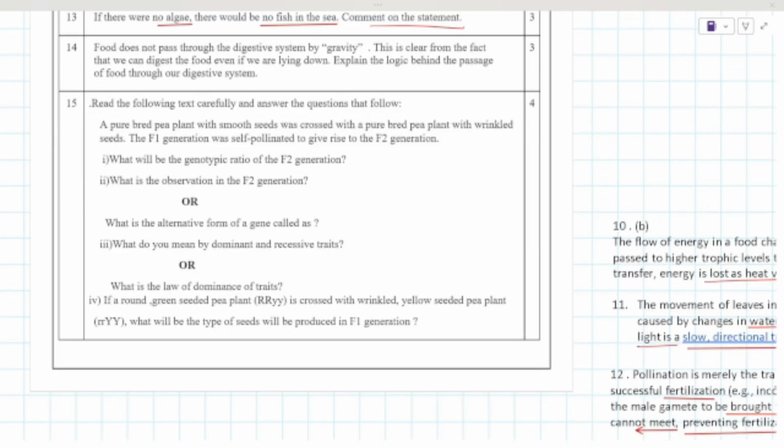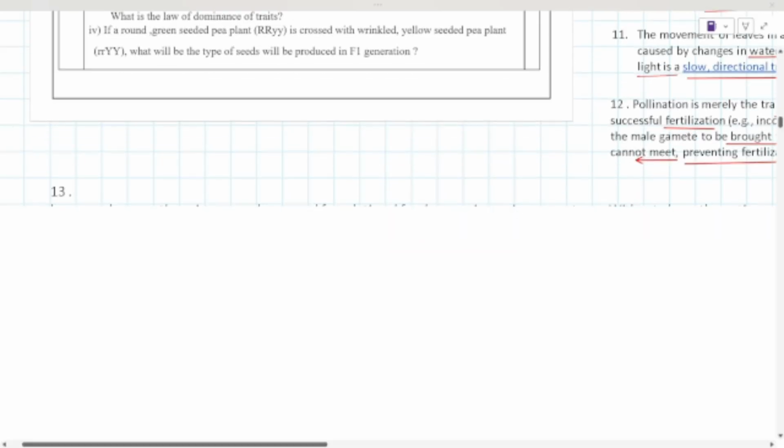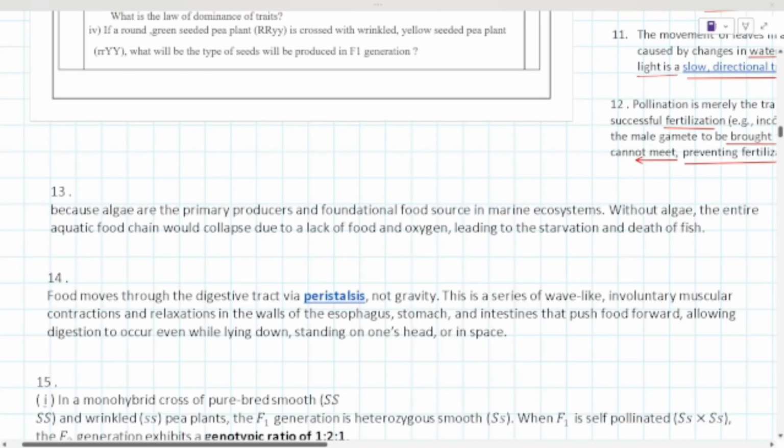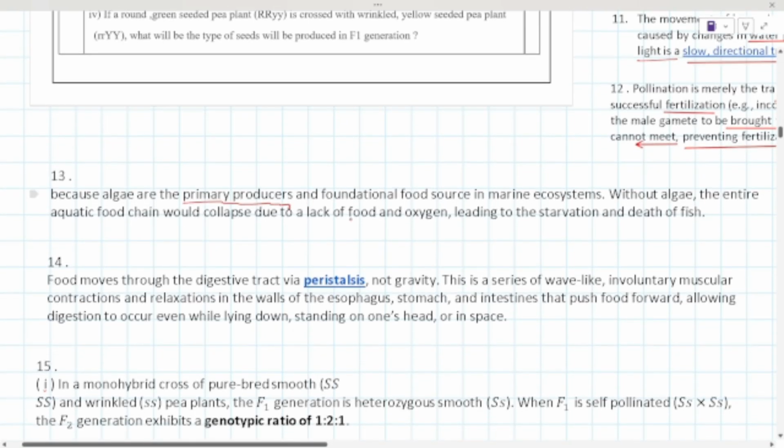So let's see here. It's 13. Because algae are the primary producers, right? We told also, and foundational food source in the marine ecosystem, right? Without algae, the entire aquatic ecosystem would collapse due to lack of food and oxygen, leading to the starvation and death of fish. So clear?